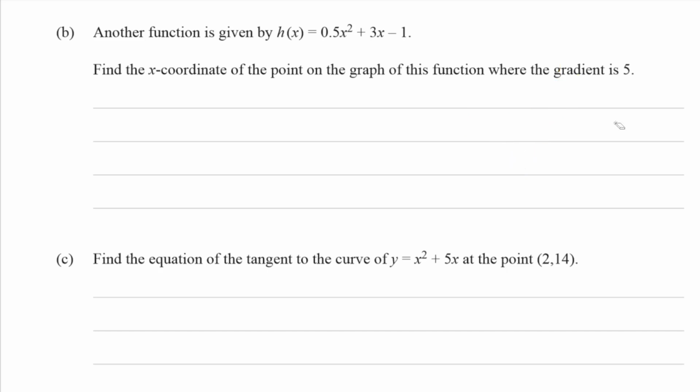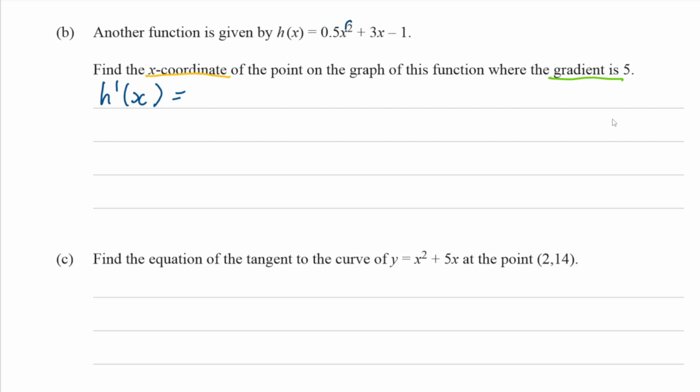Now, alarm bells ringing. We are given the gradient, and we are looking for the x-coordinate. So we need to find the gradient function. So that's our step 1. So the gradient function, h prime of x, to get that, we differentiate h of x. To do that, we take the derivative of each term, and that is in your formula booklet, right? The derivative of a polynomial.